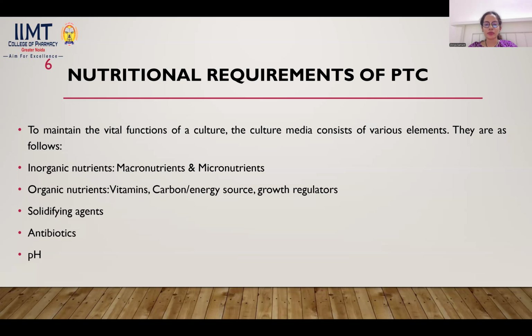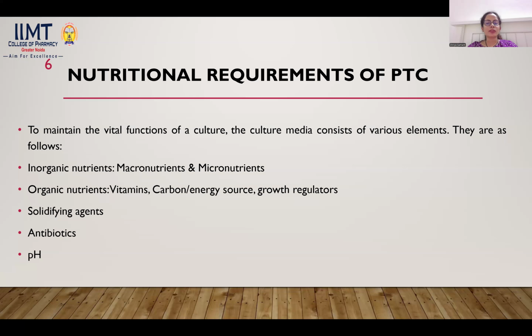Next is organic nutrients. Vitamins like thiamine, vitamin B1, pyridoxine, vitamin B6, nicotinic acid, vitamin B3. Next is carbon or energy source, basically glucose, sucrose, fructose, maltose. And last is growth regulators such as plant hormones, which are required to promote the growth of the cells, like auxins, cytokinins, gibberellins, etc.